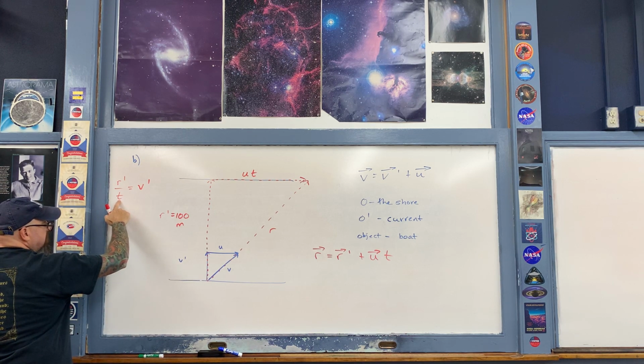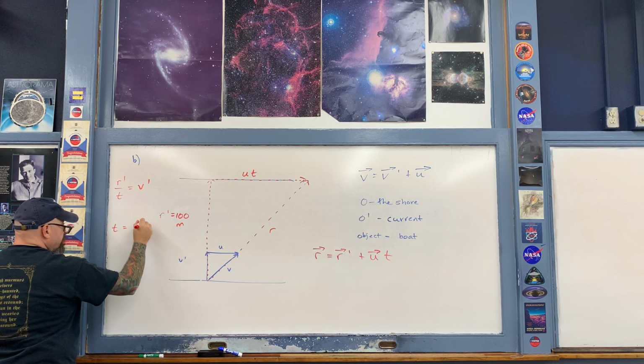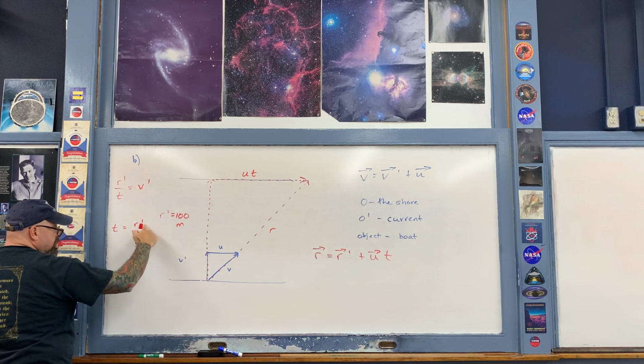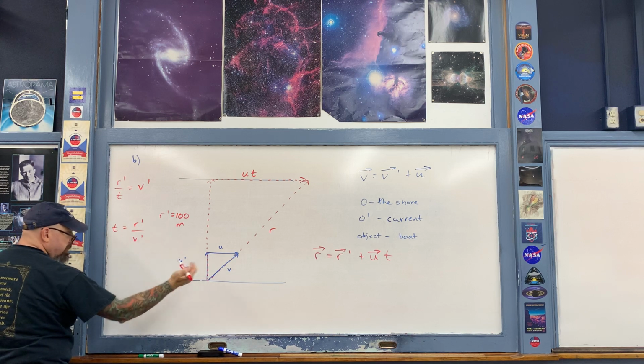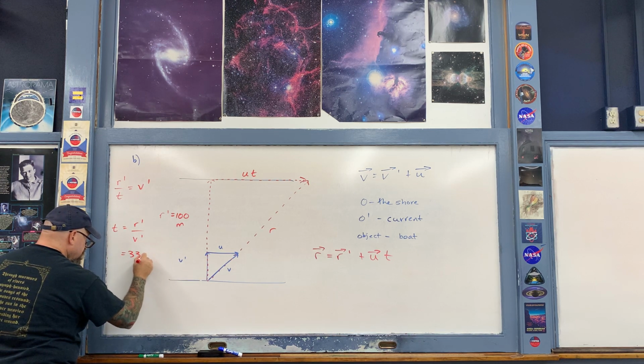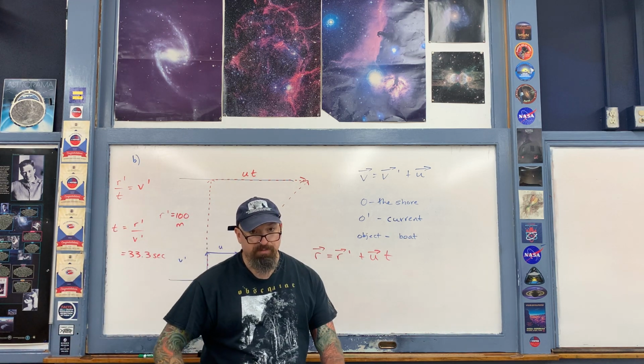So to solve for t, I'm just going to cross multiply here a little bit. The time t is equal to R prime over V prime. So this is 100 meters divided by 3 meters per second. So 100 divided by 3 is 33 1/3, 33.3 seconds. That's how much time is necessary for the boat to cross the stream.